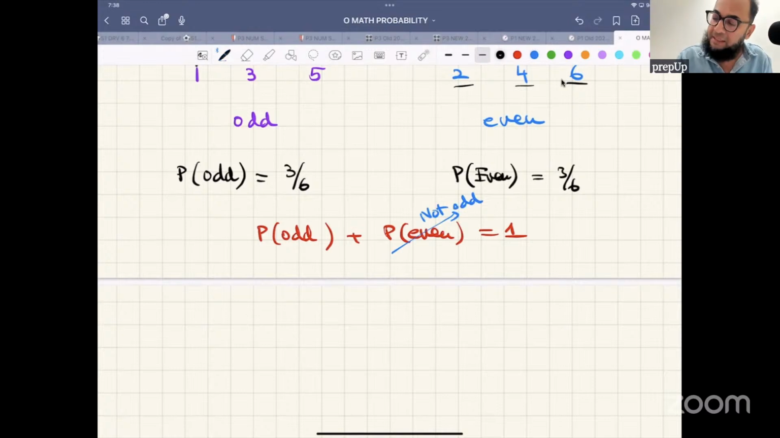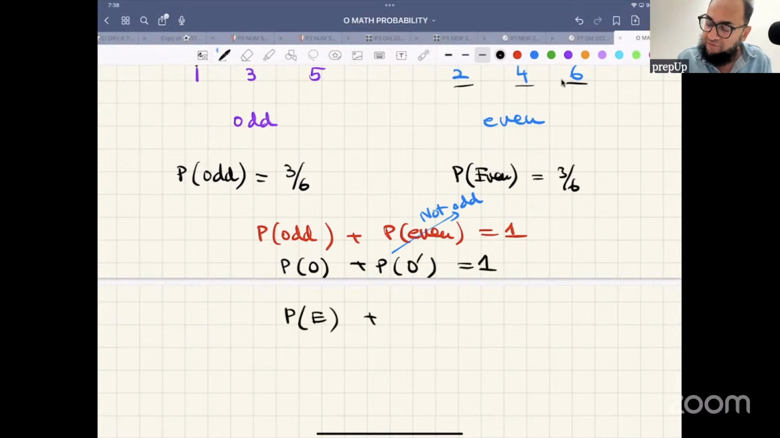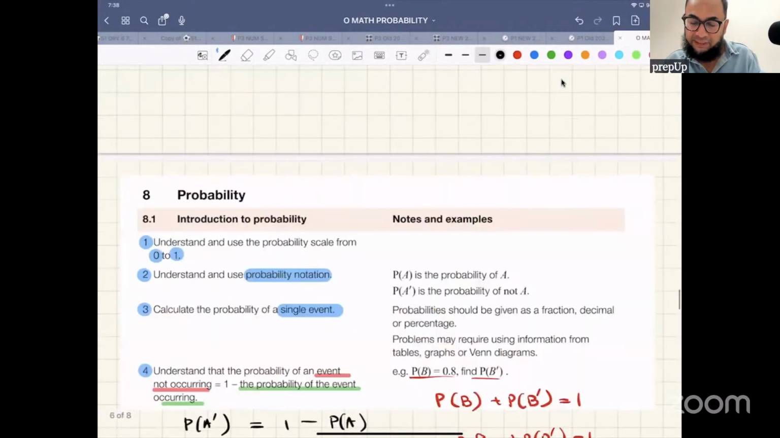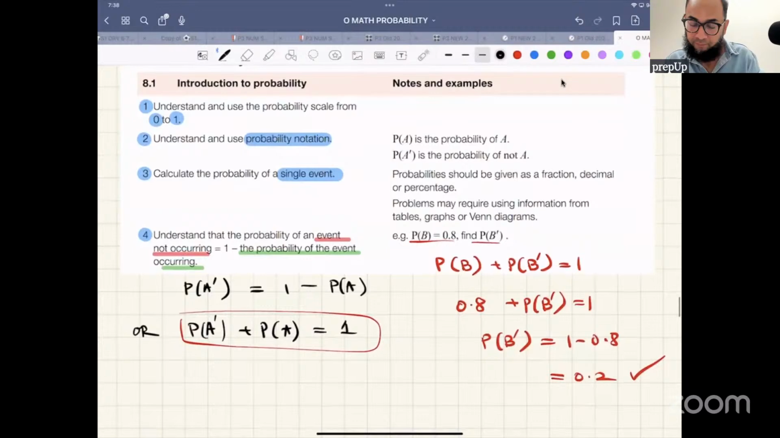That means I can write probability of O plus probability of O complement adds up to 1. Or probability of even plus probability of even complement should add up to 1. That is the same thing. So now that's the basic idea, and I think 8.1 is all done.